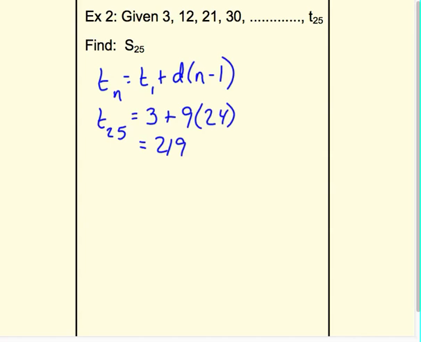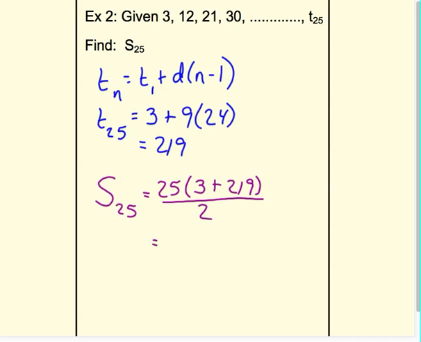Now we can go ahead and find our sum. So the sum of the first 25 terms is number of terms times the quantity first term plus last term all over 2. And again, when you calculate that, 2,775 is our sum.